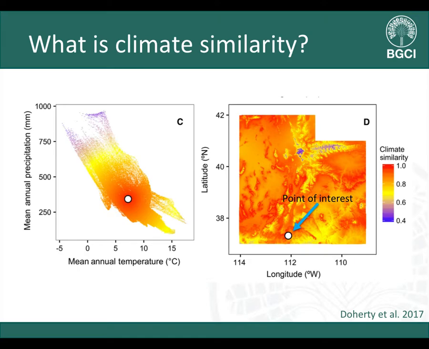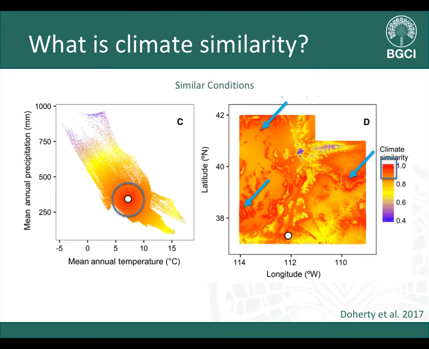Let's pick a point in southern Utah, the white dot in the panel on the right, and compare its climate to that of areas throughout the region. We can plot this point in climate space and see that it receives 300 millimeters of rainfall and is 7 degrees C on average.